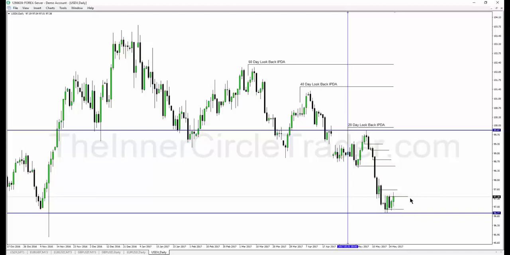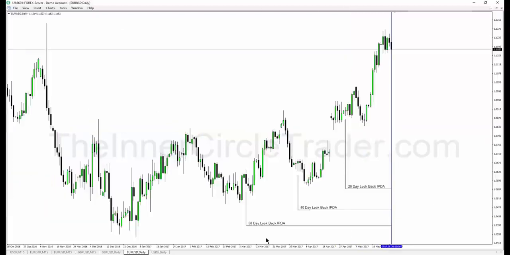Now you would take this same element and add it to the Euro-Dollar daily chart. And we'll do that now. Okay, so we have the IPDA data ranges for 60, 40, and 20 on the Euro-Dollar daily chart now. And now we're going to look inside the last 20 days look-back period, and we're going to identify the range.